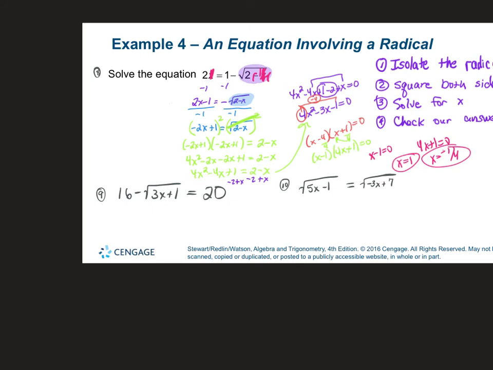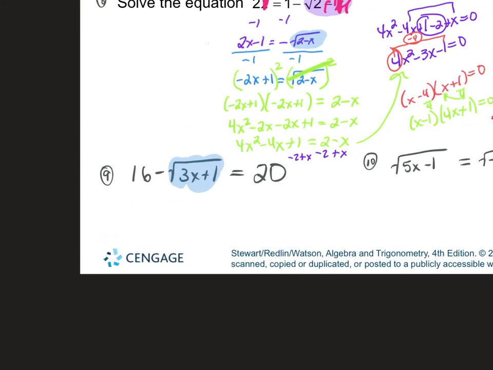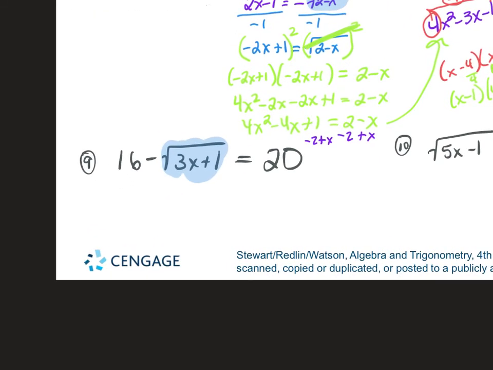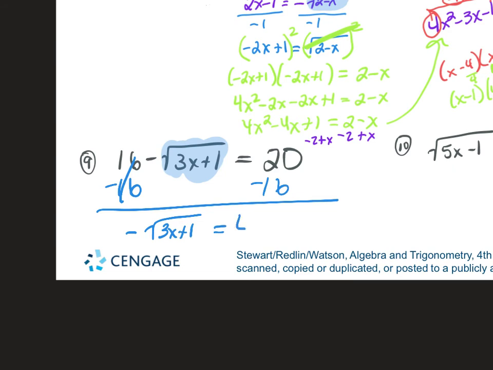All right, let's look at the next one. We need to isolate, get this radical all by itself. So what's the first thing I'm going to do? Minus 16 from both sides. So I have negative radical 3x plus 1 equals 4.